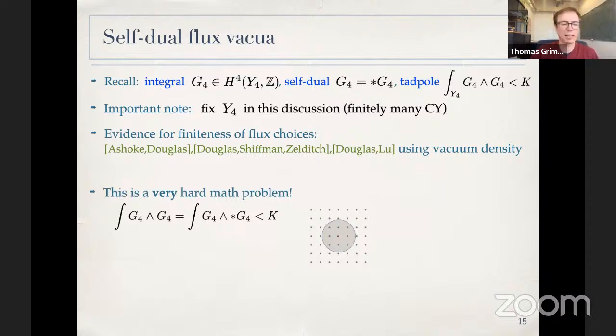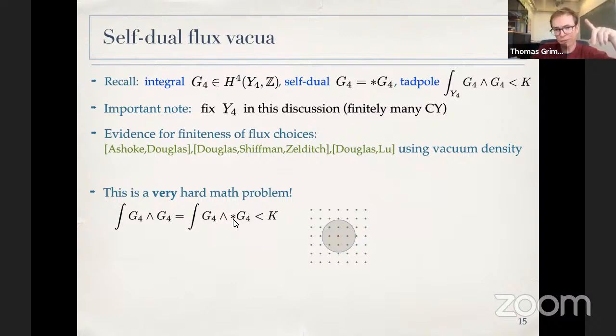At first you could think, well, this is a simple thing because I have this bound here on the tadpole, so G4 wedge star G4, and then I use the self-duality to write this as something positive. And if I have something positive, I draw a circle which indicates how far out in radius I go, dictated by this. And then I just count all the vacua inside, and this is obviously finite. Well, this picture is tempting, and of course it's true if I fix what the Hodge star means.